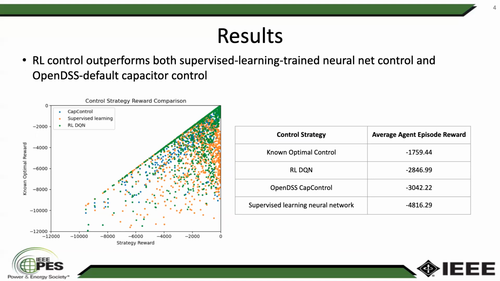Our results show that the RL control outperforms both a supervised learning trained neural network as well as the OpenDSS default capacitor control. The plot below at left shows the different control strategies compared to the known optimal capacitor bank control, showing that the RL agent control policy more closely approaches the known optimal control than either the supervised learning neural net or the OpenDSS capacitor control.